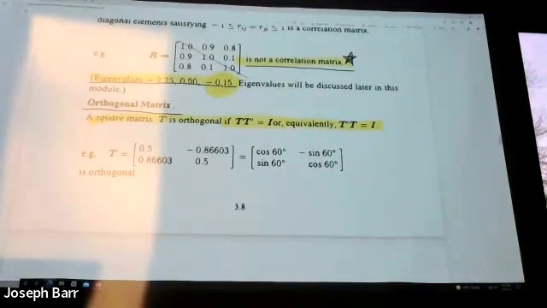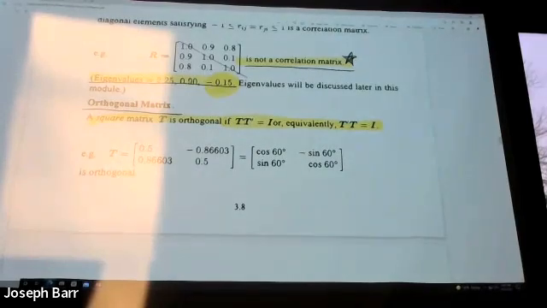And orthogonal matrix. If it's an orthogonal matrix, it has to be a square matrix. And what does that mean? The matrix times the transpose of the matrix is the identity matrix. In other words, the transpose of the matrix is the inverse of that matrix. So that's a characteristic of the orthogonal matrix: the transpose and the inverse are exactly the same.